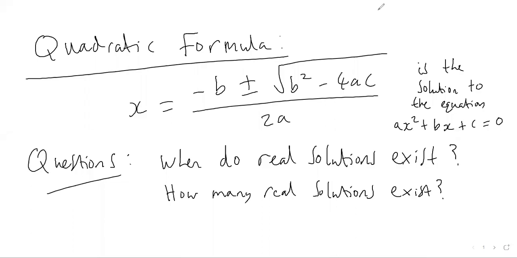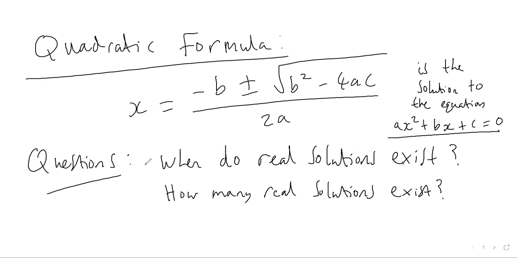Hello, so in today's video, we're just going to continue from the previous video yesterday where we looked at proving this quadratic formula. This formula tells you the solutions to the equation ax squared plus bx plus c equals 0. So this here is your solution, or your solutions potentially, to this quadratic equation.